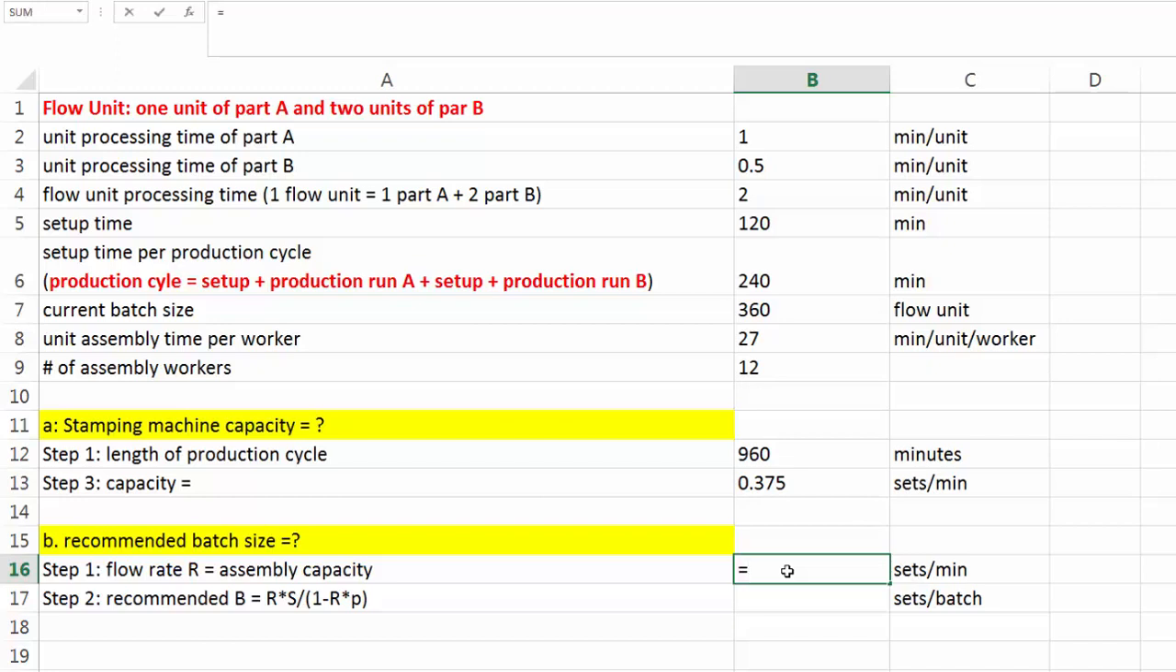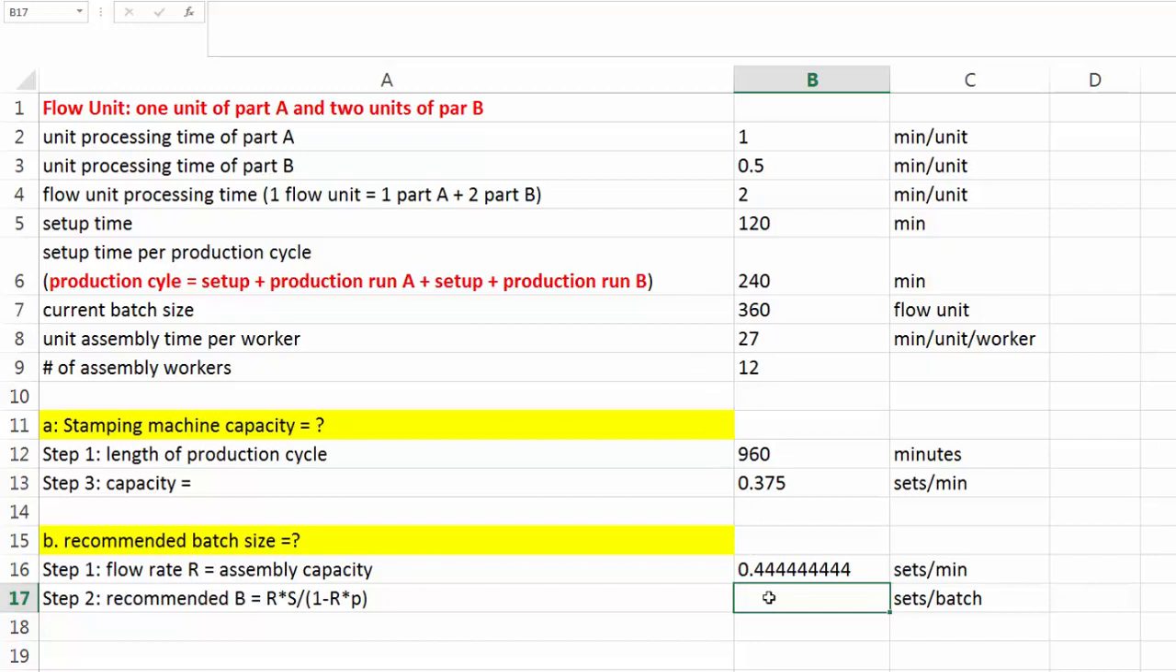All right, it takes one worker 27 minutes to make one unit of product. So for one worker, the flow rate is 1 divided by the unit assembly time. But keep in mind, we have 12 workers at the assembly. Therefore, the flow rate or the assembly capacity will be 12 divided by 27, which is 0.44 sets per minute.